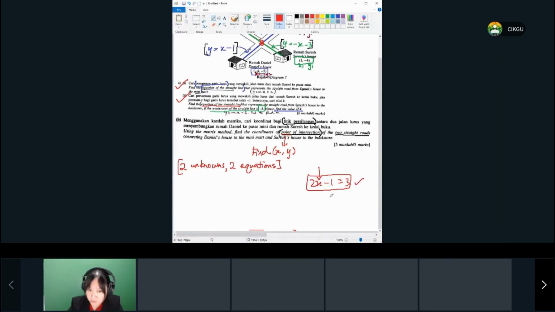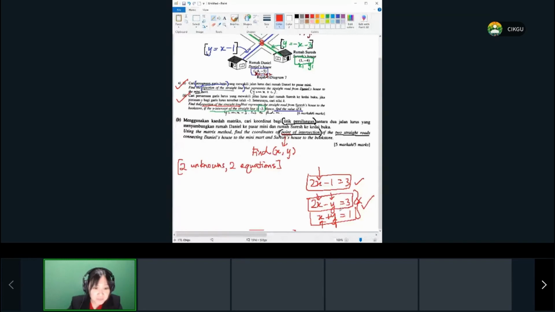But if I change the question to 2x minus y equals 3, this is one equation but with two unknowns, x and y. Can we solve this? The answer is no. In order to solve for two unknowns, you need another equation. Let's say x plus y equals 1. Two equations, both with x and y, then this one can be solved.